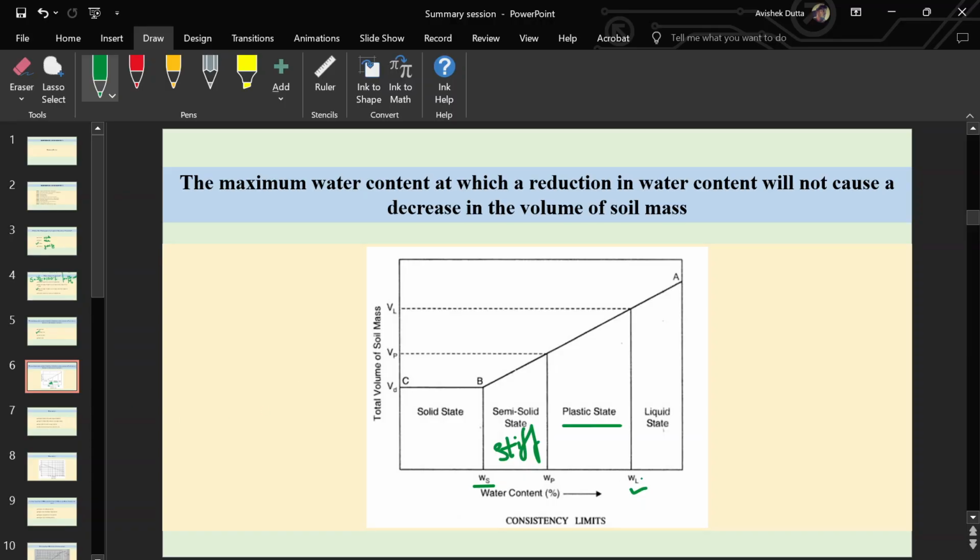Okay, so this is the liquid limit, beyond which if we add more moisture, the soil will go to a liquid state. This is the plastic limit, beyond which the soil will act as highly deformable. And this is the shrinkage limit, below which the soil will not show a decrease in its volume even when there is a reduction in the moisture content.